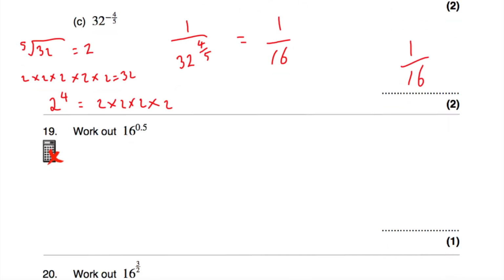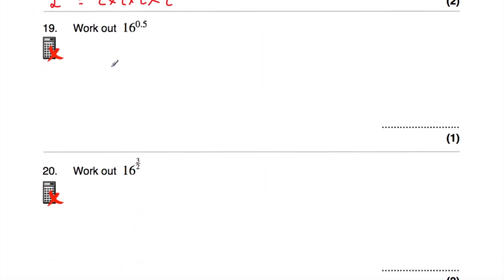Okay, let's look at our next question, question number 19. It's a bit of a cheeky question because it says work out 16 to the power of 0.5. Now we've got a decimal power here, but 0.5 is equal to a half, knowing your equivalent fractions, decimals and percentages. Most primary school students know that 0.5 is equal to a half. So 16 to the power of 0.5 will be 16 to the power of a half. And remember, to the power of a half means the square root.